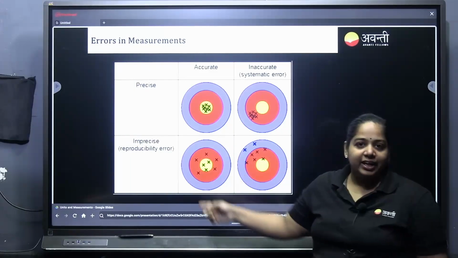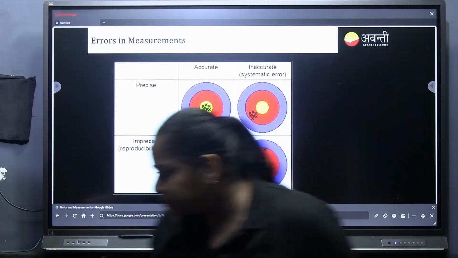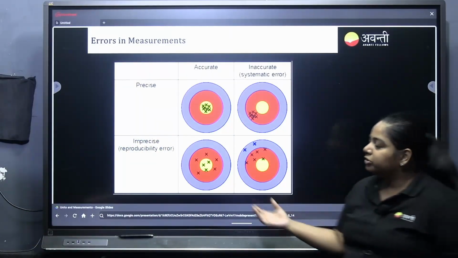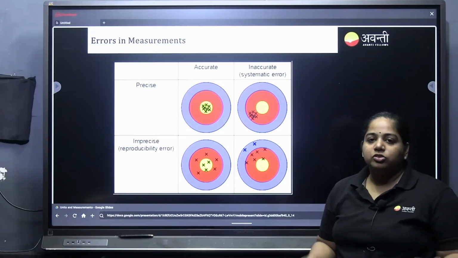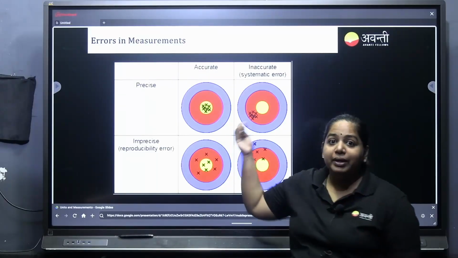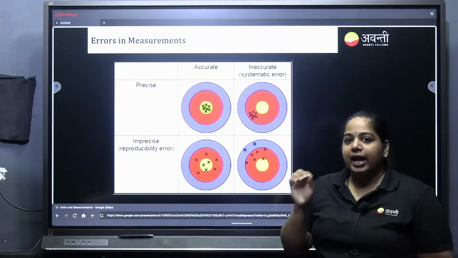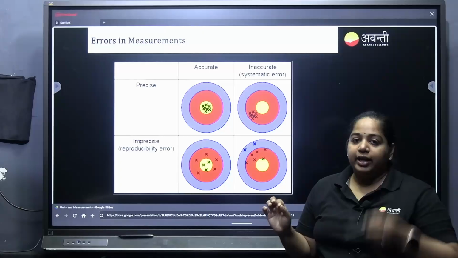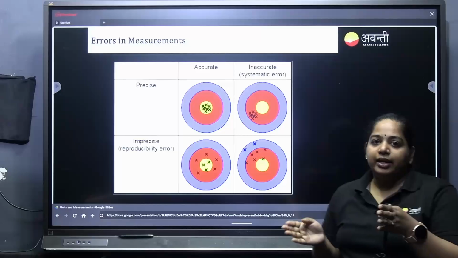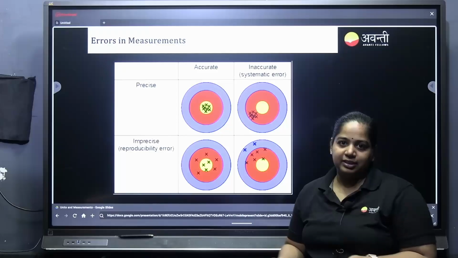This is like an archery target, right? Is the picture visible properly on the screen? Okay. So this is like an archery target. What is our aim? Our aim is to get the arrow in the middle, in the yellow circle. So the yellow circle is our actual or true value. If all our arrows are inside that, then we can say everything is accurate, because whatever the true value is, we are getting that as the result.